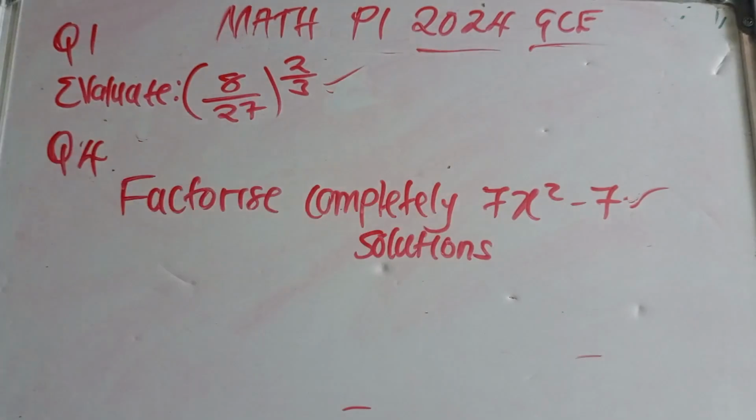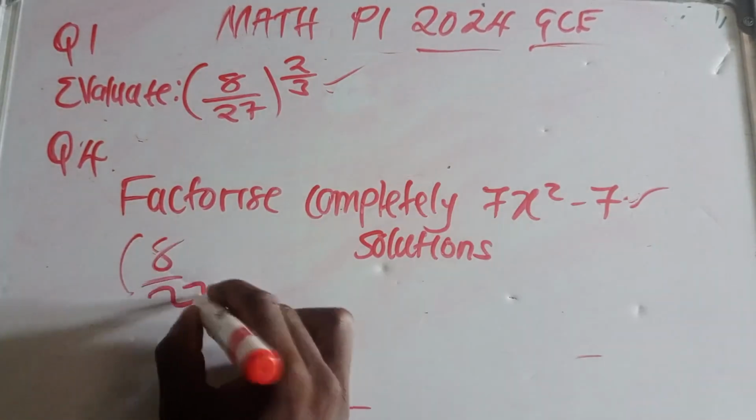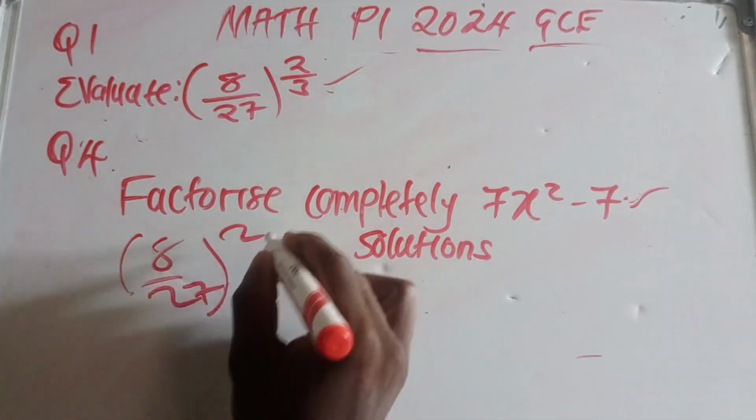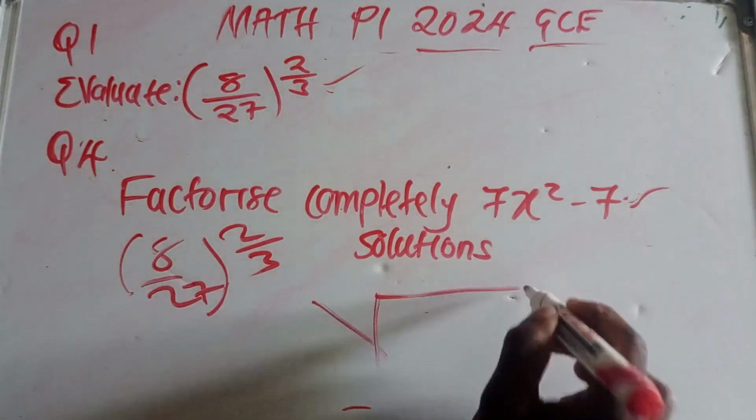So this is the first question. You have been told to evaluate this. You have been told to evaluate 8 over 27, then raised to the power 2 over 3. So what you need to do when you have been given this question is, this question is very simple. What you need to do is just to write a square root.